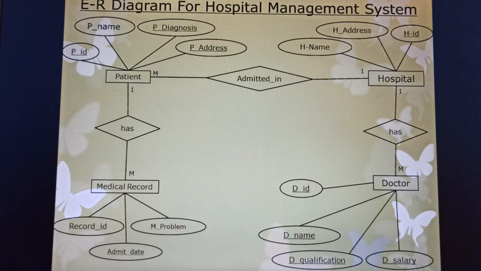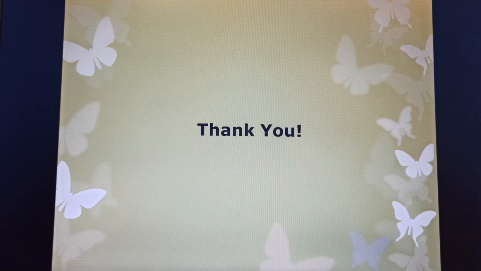You have to practice more and more with other examples like college, university management system, institute management system, airline reservation system, railway reservation system, etc. So practice more by drawing ER diagrams. First identify the main entities of a particular problem, then identify the attributes, and then represent the relationship between the particular entities. Thank you.